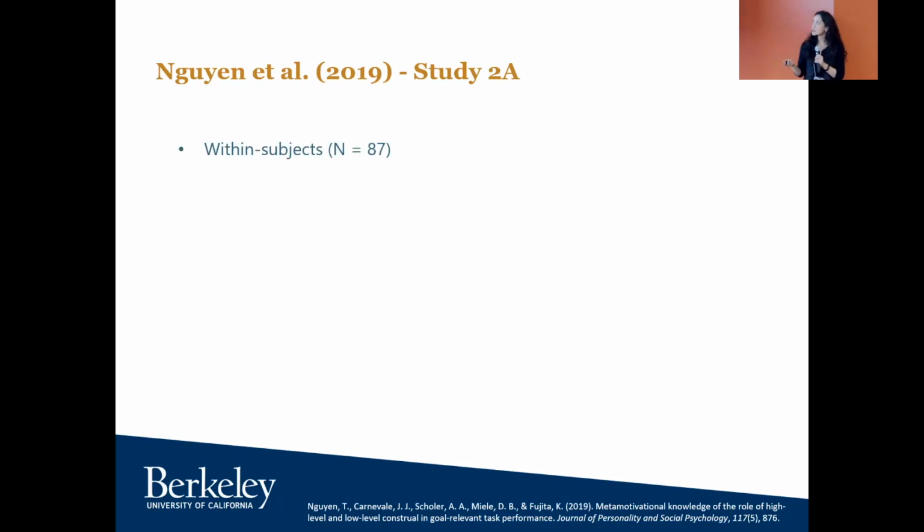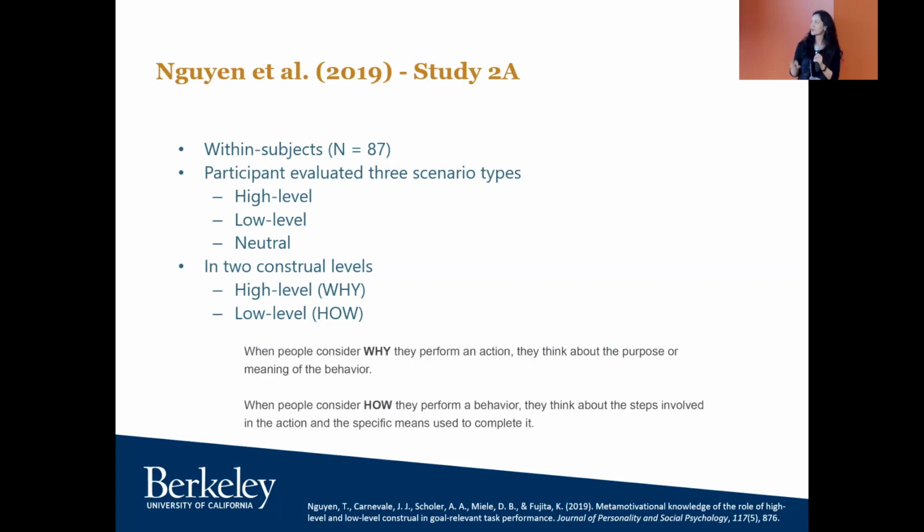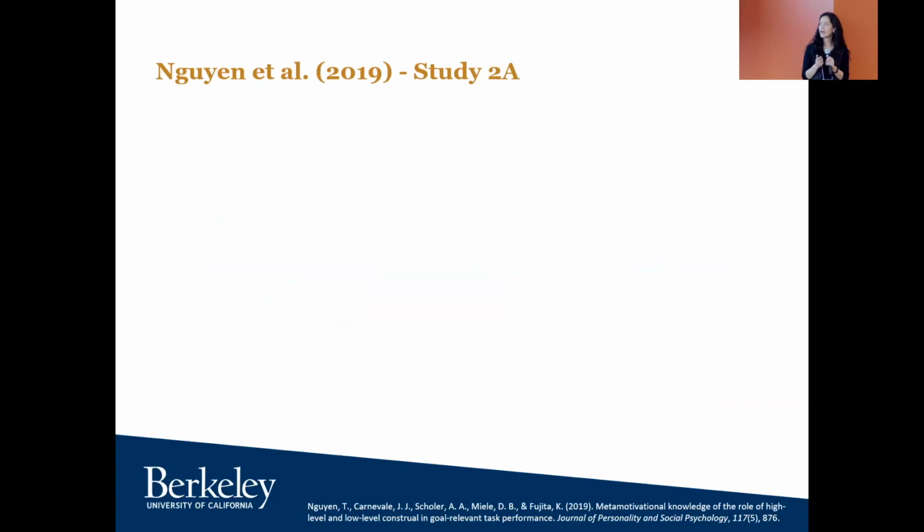So it's also a within subjects design. Participants evaluated 3 scenarios, either high level, low level, or neutral. That was a control condition. And there were 2 construal levels, why or how, and participants rated both of them. And it'll become clearer what I mean when I show you an example. So for the why, participants answered, like, when people consider why they perform an action, then think about the purpose or the meaning of that behavior, versus how, like, how would you do it, the steps involved in doing the activity. And the primary dependent variable was the usefulness of thinking about why versus thinking about how.